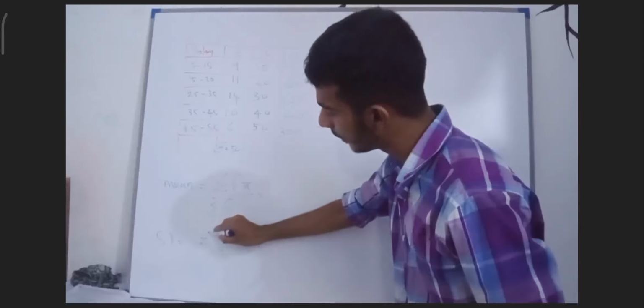So now I have to find fx. Just multiply the f column and the x column. So you will get 90, here 220, here 420, here 400 and here 300. After that, in the standard deviation equation I have fx squared also.